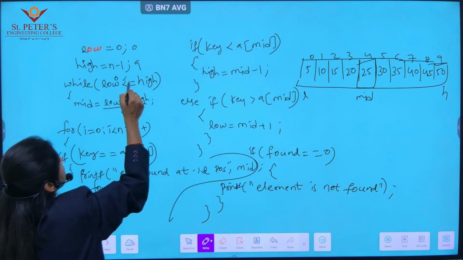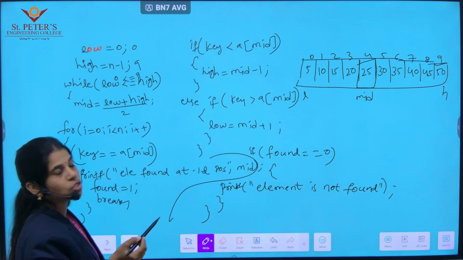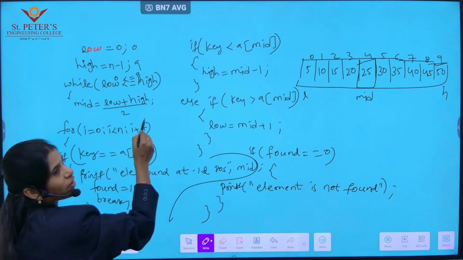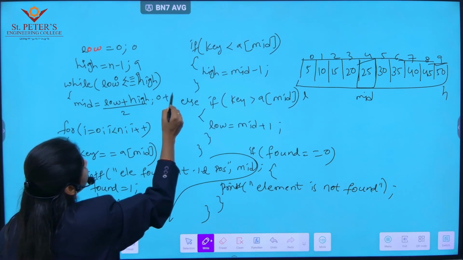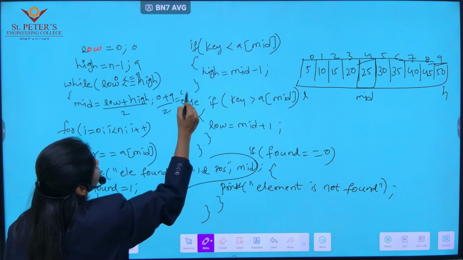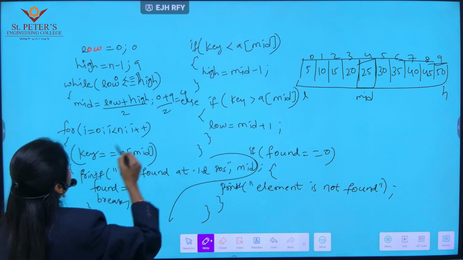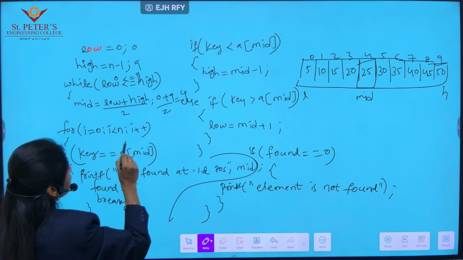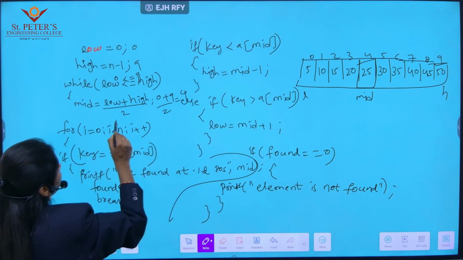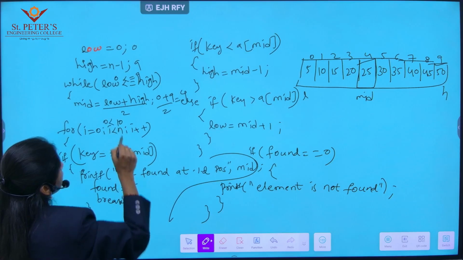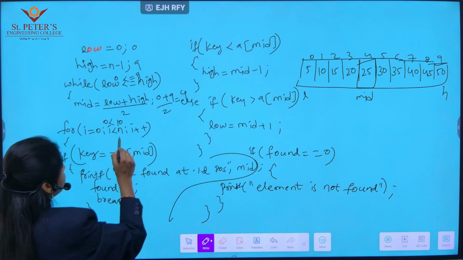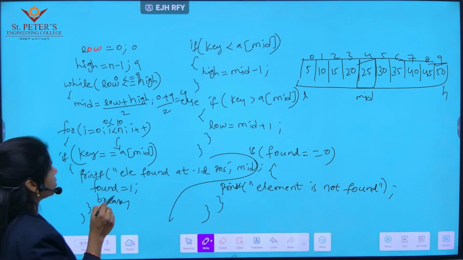Is 0 less than or equal to 9? Yes, it is true. Now we'll calculate the mid value, that is 0 plus 9 by 2, that is 4.5, but we'll take 4. A of 4 equal to mid. Next, i equal to 0, i less than n. See, n equal to 10 here, and 0 is less than 10. Yes, it is true. So now we'll start the searching process.